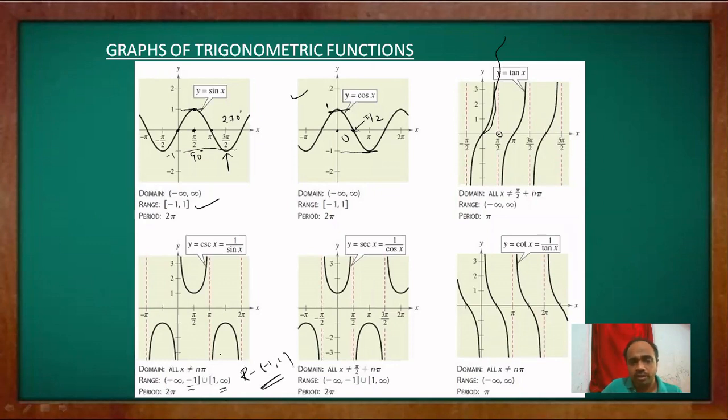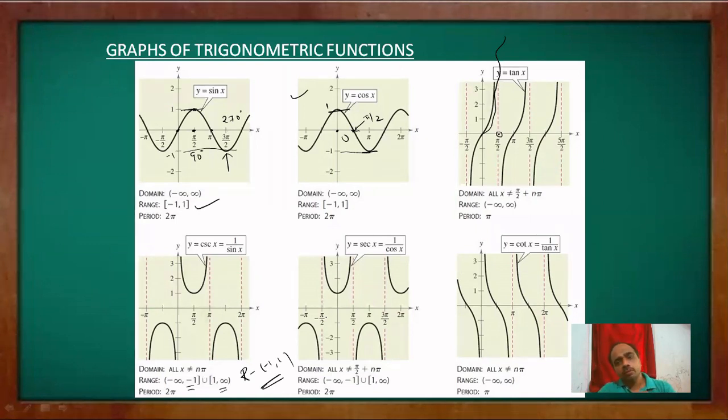So cosec and sec take all values greater than 1 and less than -1, because sine and cos lie between -1 to 1. Wherever sine and cos lie, leaving that out, cosec and sec lie outside. And tan and cot, there is no limit. They can take all values from -infinity to +infinity, all real values. So domain and range of every trigonometric function along with the graph I have shown here.